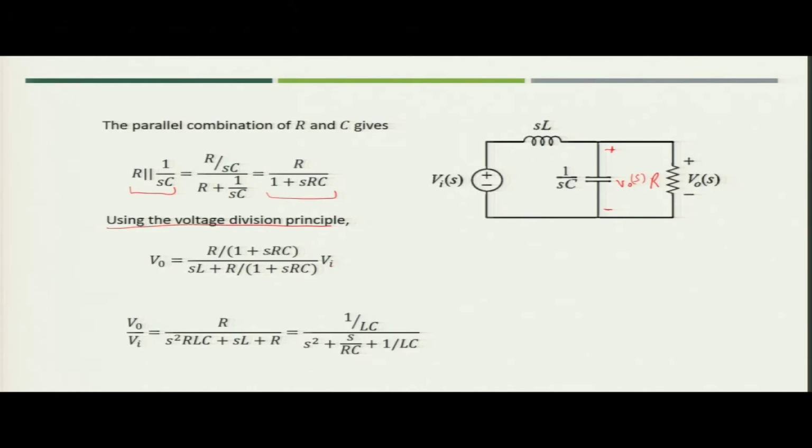So, what we can write is V naught is nothing but R divided by 1 plus SRC, divided by SL, which is in series with the parallel combination of R and C. So, in the denominator we get SL plus R divided by 1 plus SRC, into Vi. Now, the transfer function which we get is V naught by Vi, and when we rearrange, we can say that it is equal to 1 upon LC divided by S square plus S upon RC plus 1 by LC.